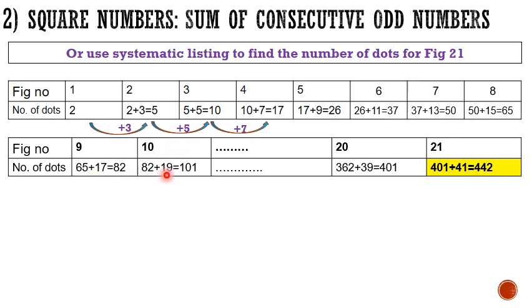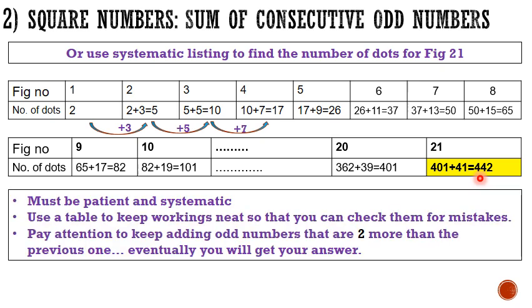It is important to write it down, or else you get lost very easily with your calculator. So be patient, write it down, and then eventually figure number 21 will be 401 plus 41 equals 442. So if you use this method, you must be patient and must be systematic. Use a table to keep your workings neat so that you can check them for mistakes. Pay attention to keep adding the odd numbers that are 2 more than the previous one. You can see this 5 is 2 more than 3, 7 is 2 more than 5. And then eventually you will get your answer.